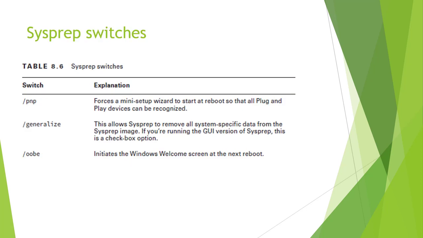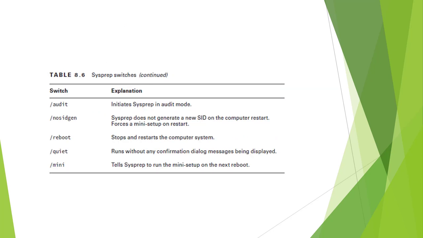You can run sysprep from the command terminal. You can do things like PNP, generalize, or OOBE, or out of box experience. Or you can just do the graphical by navigating to that path and opening up sysprep.exe, and it gives you a graphical tool. You can memorize all the switches, but again, these aren't necessary anymore.